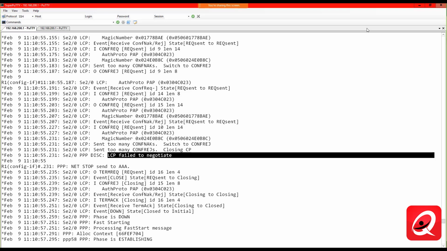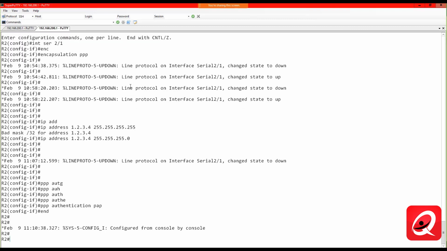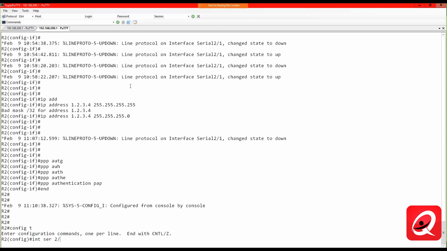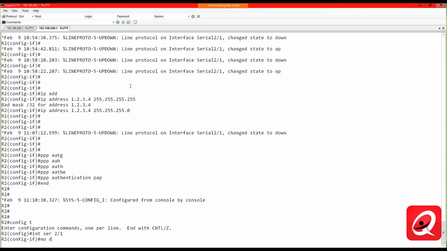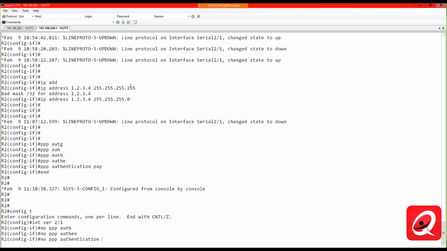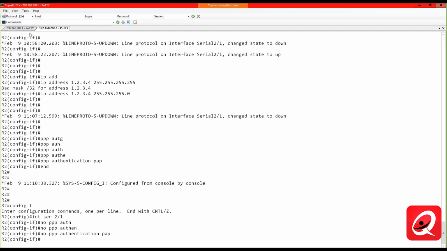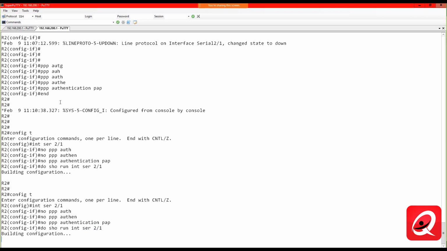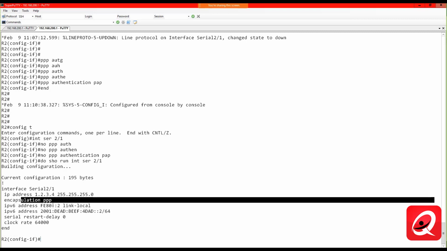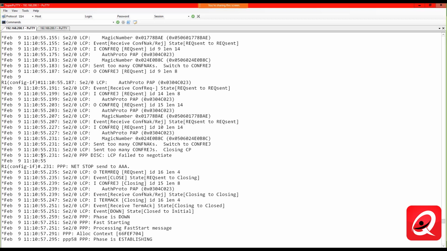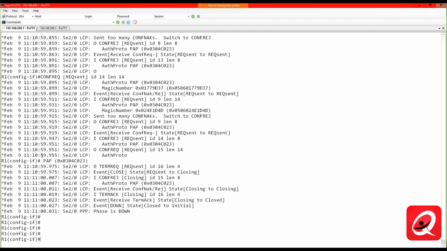All right, so let's go ahead. I'm going to clean this up a little bit. Config t, interface serial 2.1, no PPP authentication PAP. So I've basically got this interface using its basic configuration, just regular encapsulation of PPP. I'm going to configure this so that router 1 sends the challenge, and router 2 responds to that challenge.